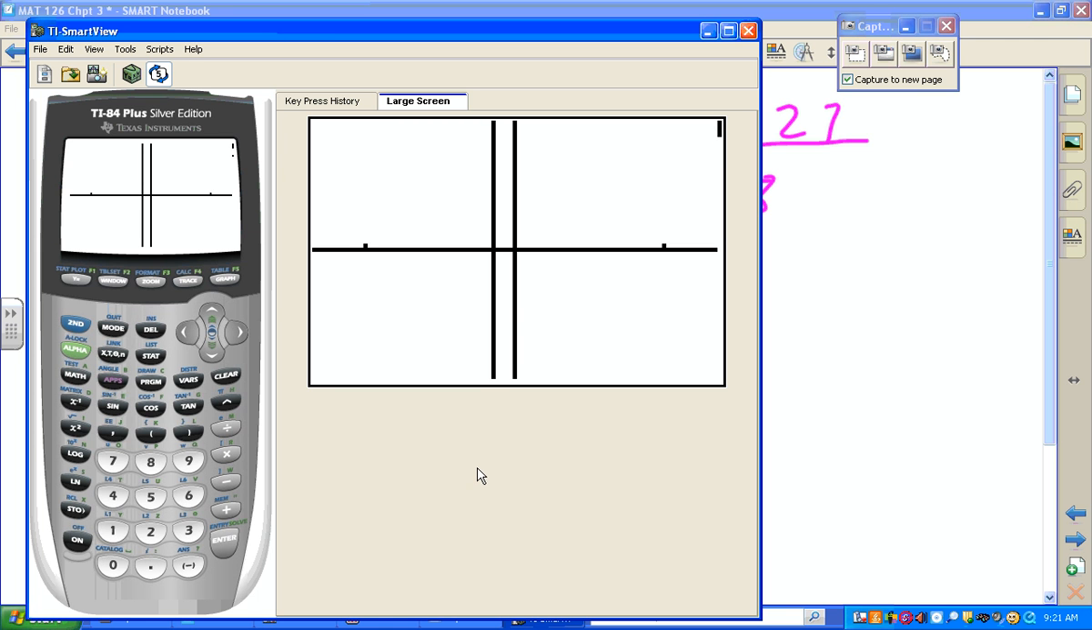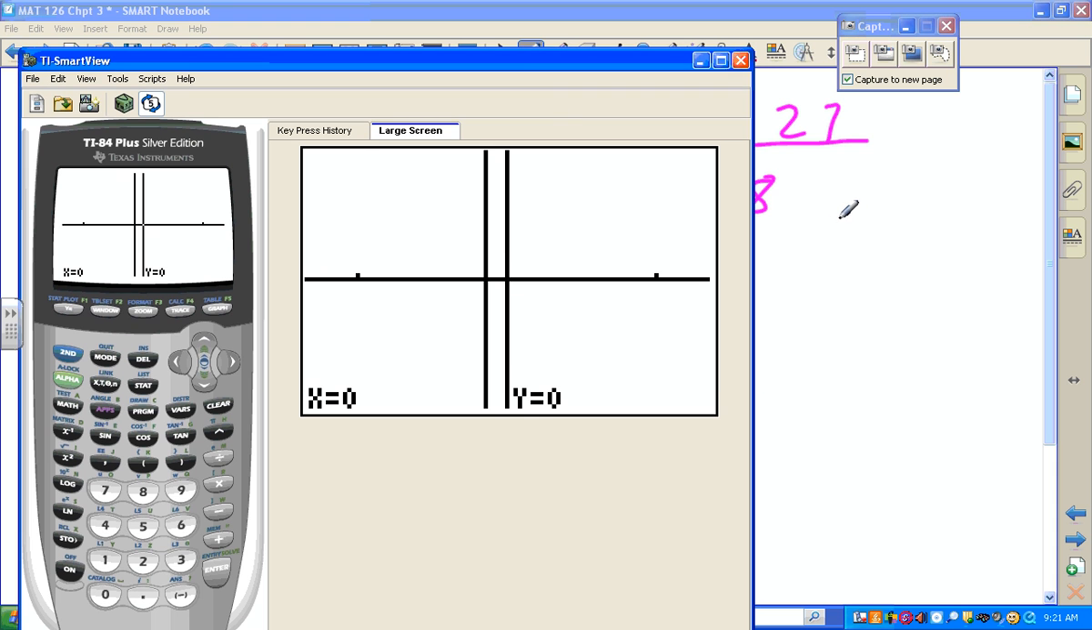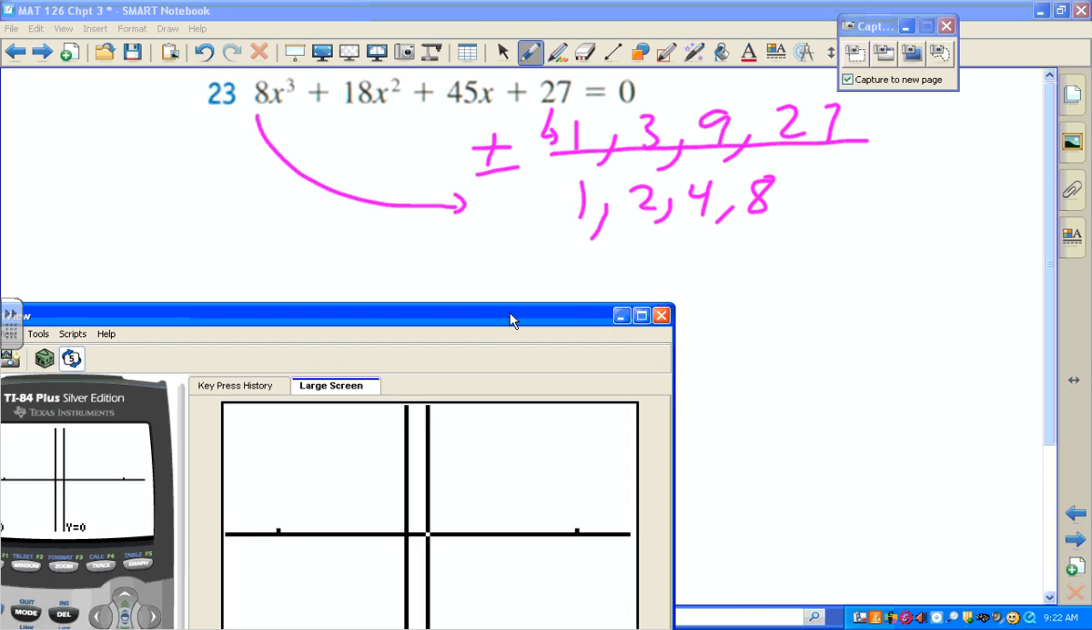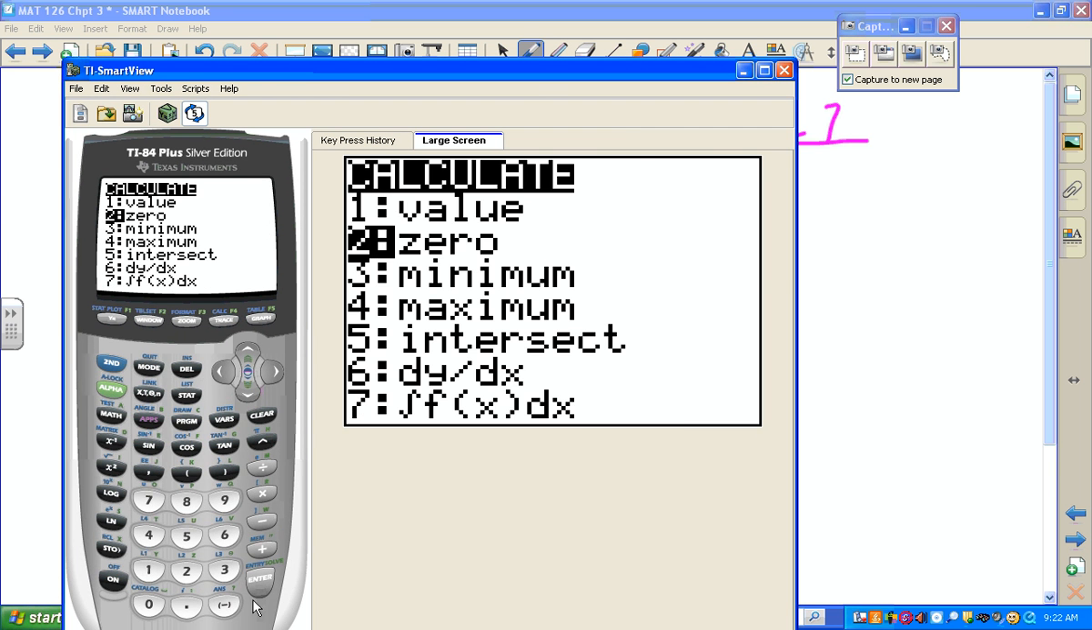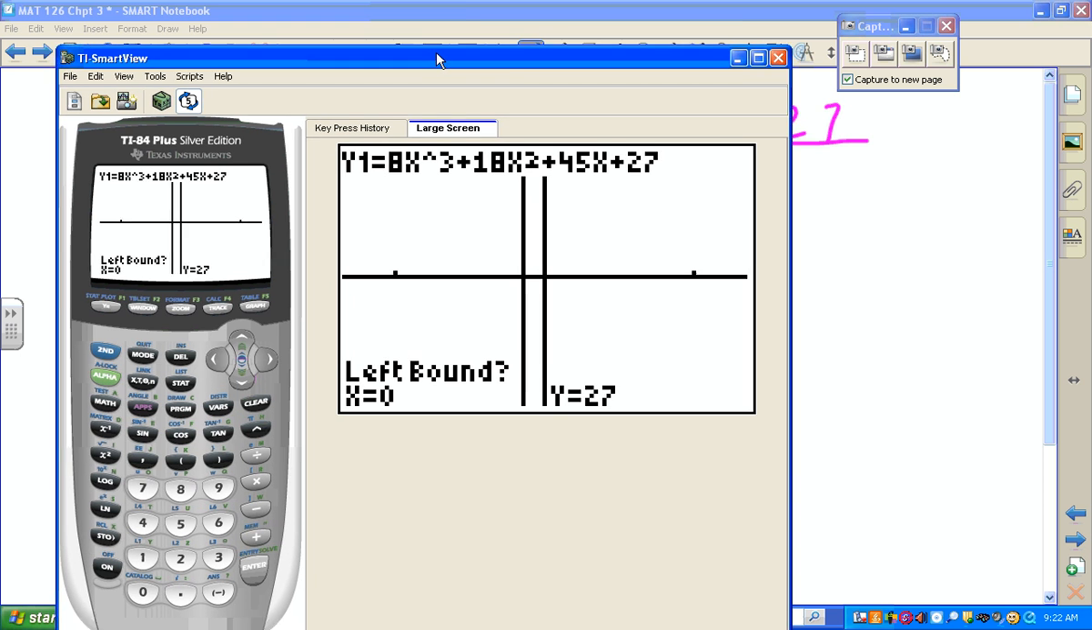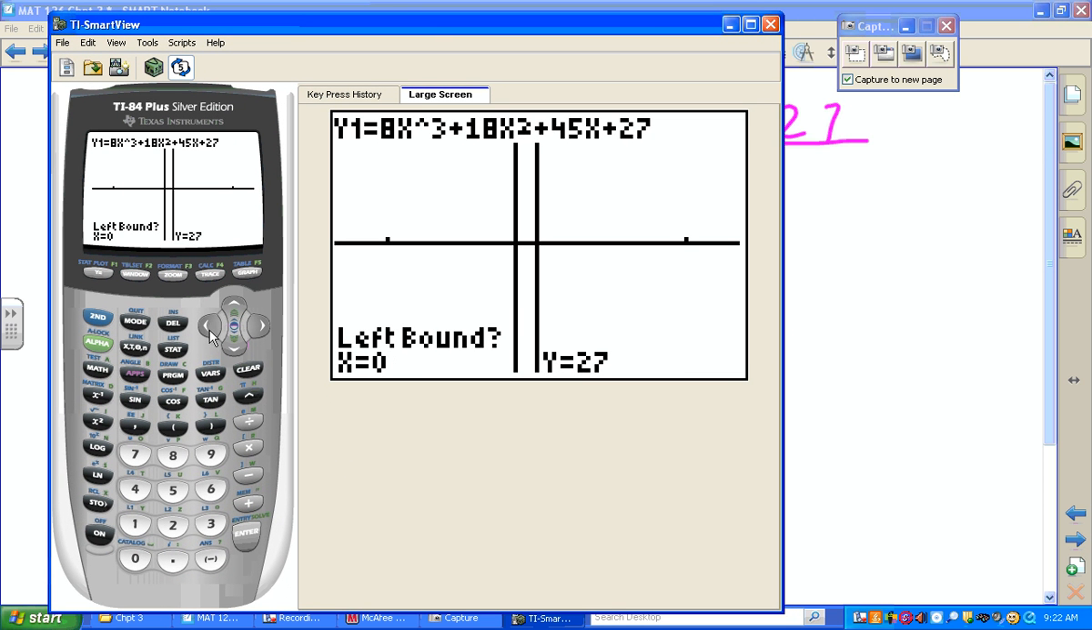There's one. It's a cubic, so I'm guaranteed at least 1. Now, remember what this tick mark is right here? That's a 5, right? So I don't feel like guessing all those options. So I'm just going to go to second, calculate, zero, enter. And remember that tick mark I put at 5? So on the left bound, I'll just scroll back until I get to negative 5 on the x. Make sure I'm far enough away.